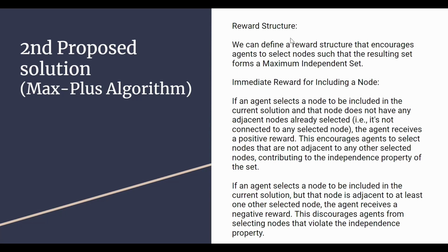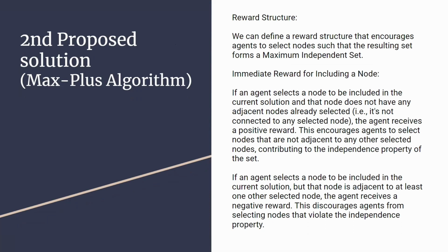Now, talking about the reward structure. We can define a reward structure that encourages agents to select nodes such that the resulting set forms a maximum independent set, which is our ultimate goal. So let's say we are including a node. What should be the immediate reward for including a node?